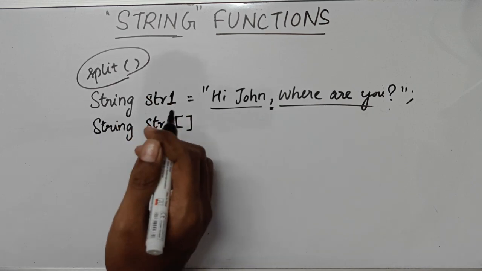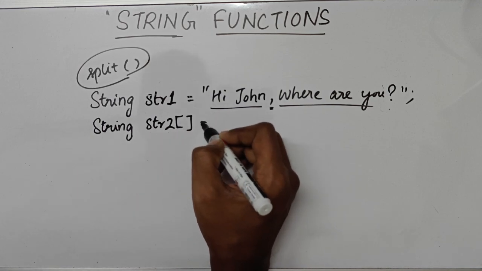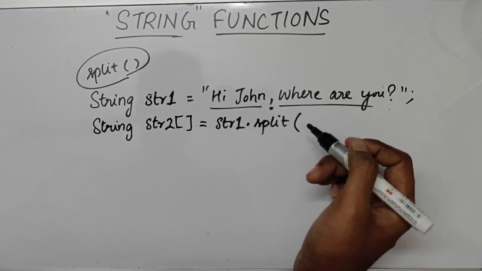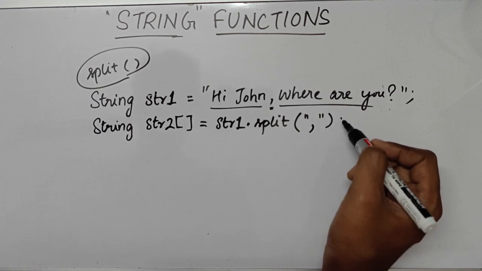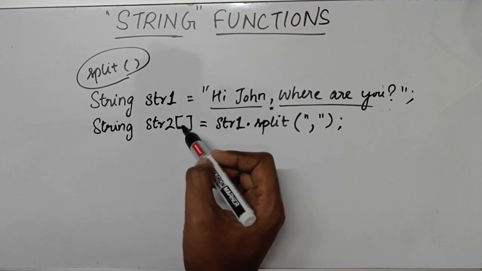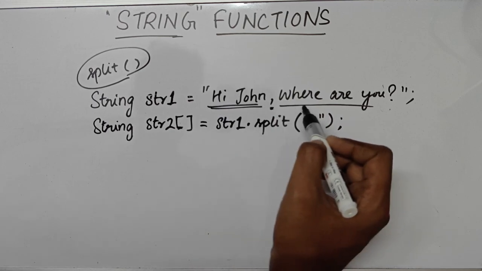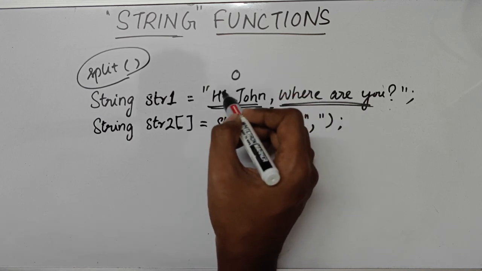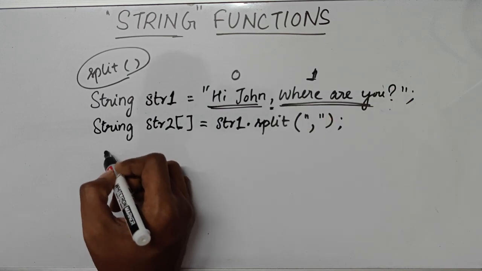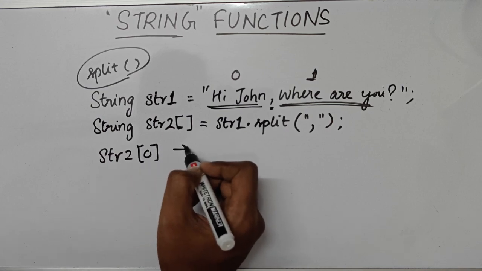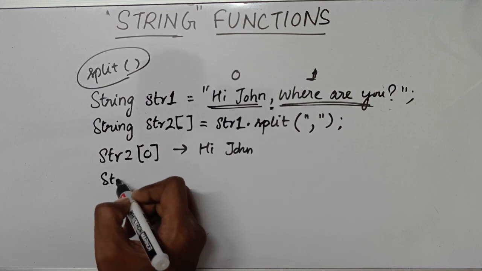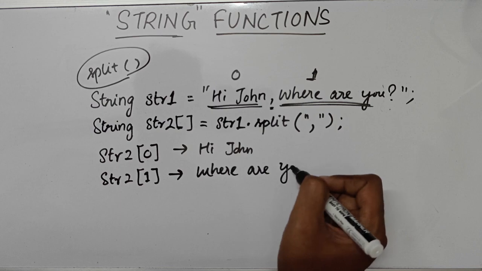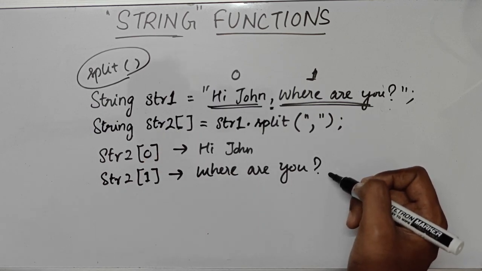So I have to create an array of strings. So string str2, which is an array, and I'm going to tell str1, which is the string, dot split, which is the function, and I'm going to tell use comma to split. Okay, so it is going to split. This is an array. Now after splitting, it is going to give two strings. So this array of strings will be created of size 2, and in 0th index hi John will be present, and in 1st index where are you will be present. So if I print str2 of 0, it is going to give me hi John, and if I print str2 of index 1, it is going to print where are you. Okay, so the size of the array is automatically done with the split.